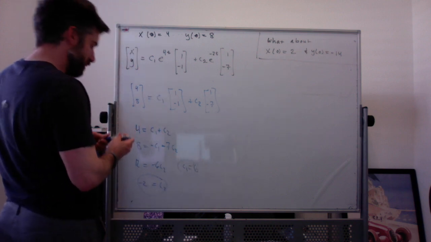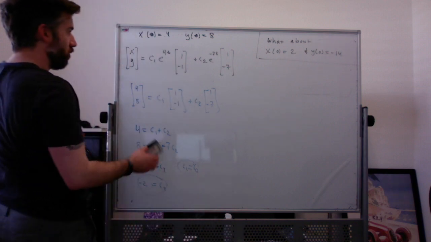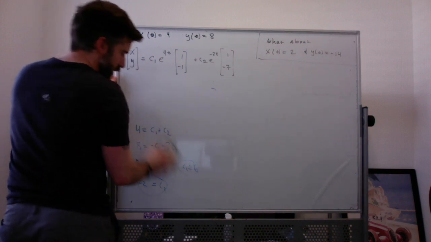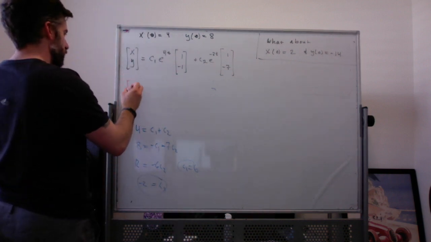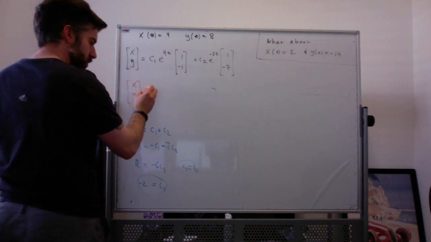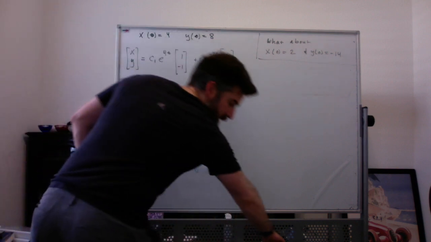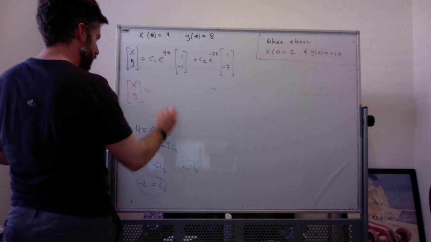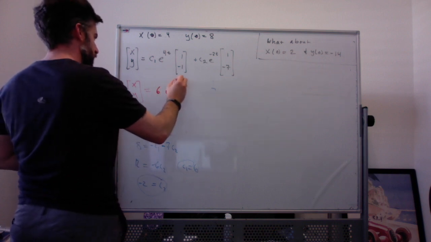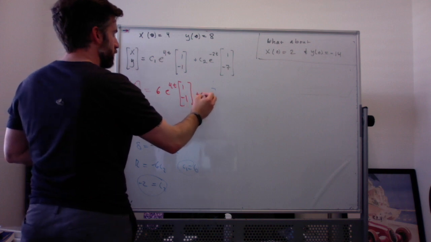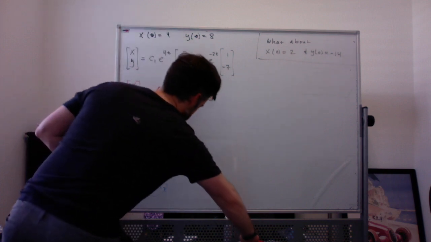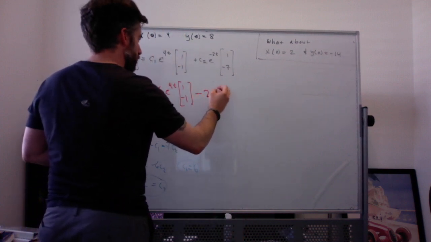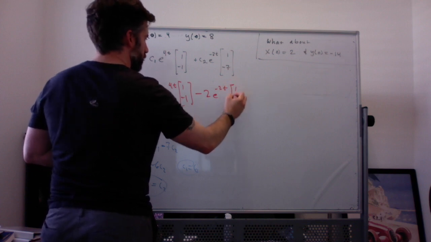So for these initial conditions, our actual final equation, or our particular solution here, is x, y equal to c1, which is 6, e to the 4t times 1, negative 1, plus c2, which is negative 2, e to the negative 2t times 1, negative 7.